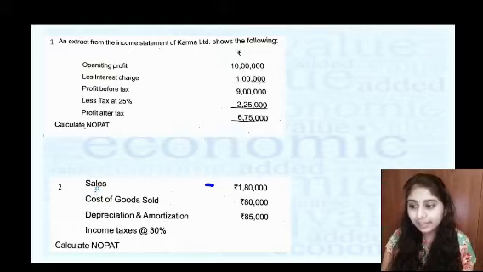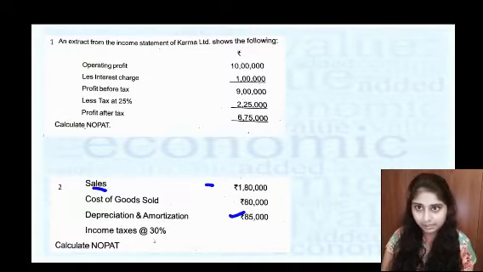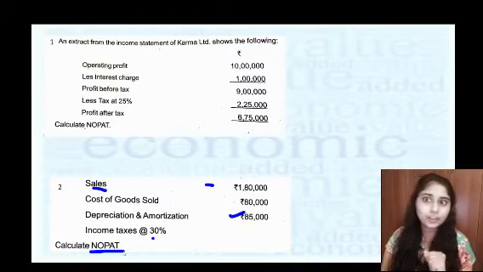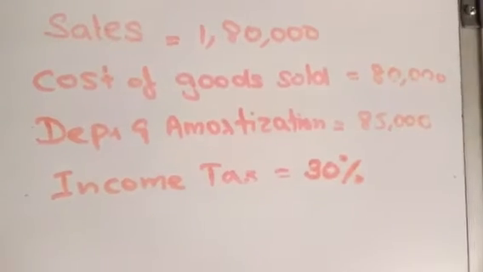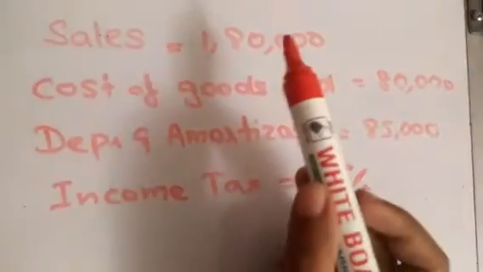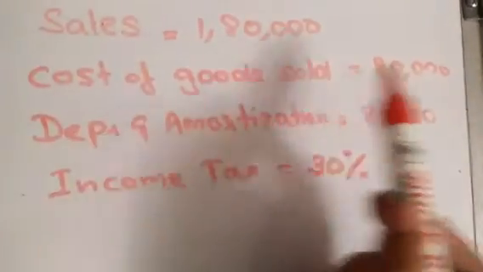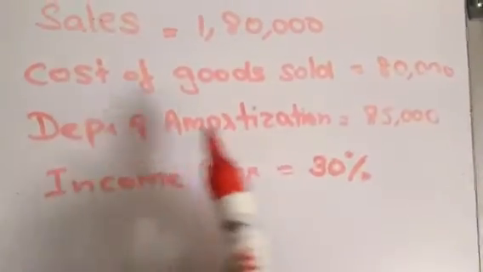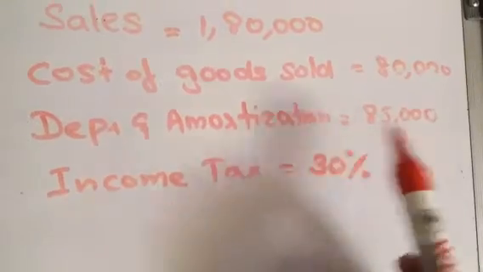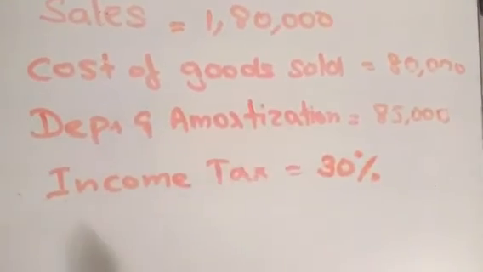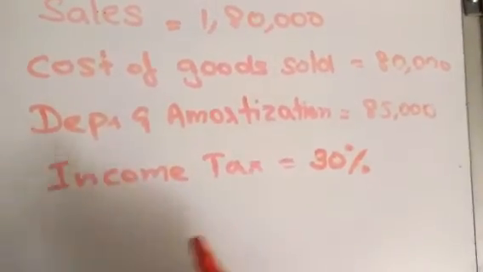Here it is given that the sales is 1,80,000, cost of goods sold is 80,000, depreciation and amortization is 85,000, and the tax is charged at 30%. We are asked to calculate the NOPAT. So let's calculate the NOPAT. The second question, it is given that the sales is 1,80,000, cost of goods sold is 80,000, depreciation and amortization is 85,000, and the income tax charge is 30%. We are asked to calculate the NOPAT.